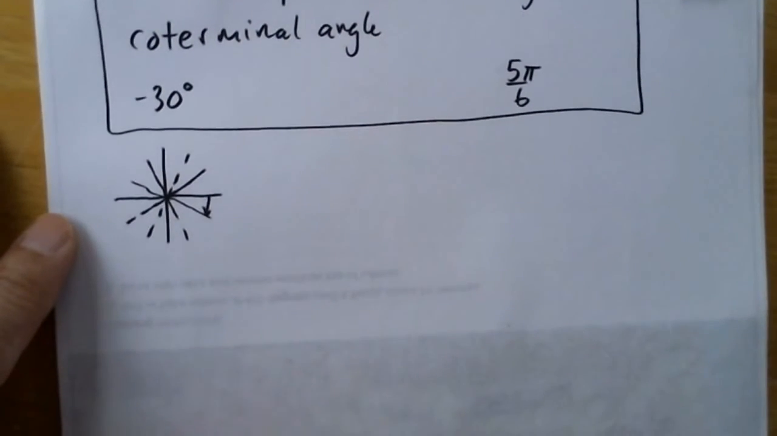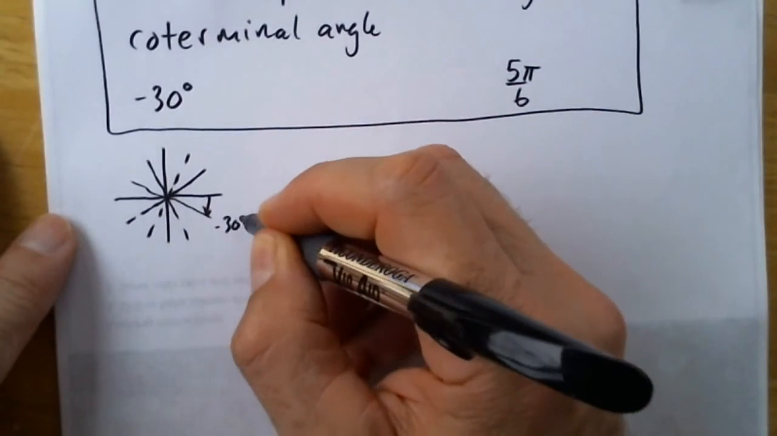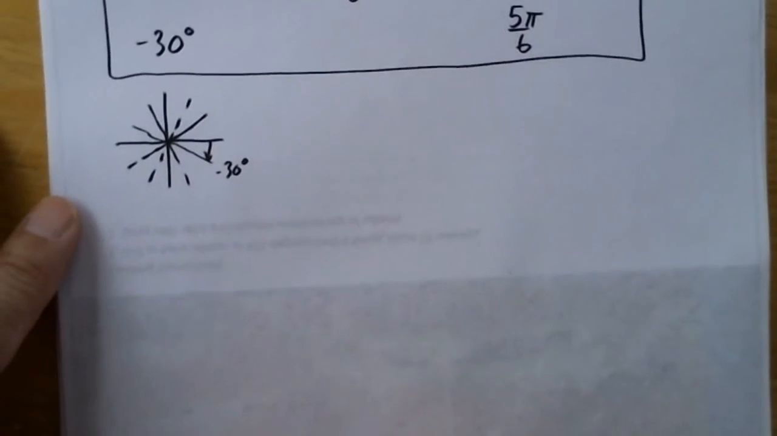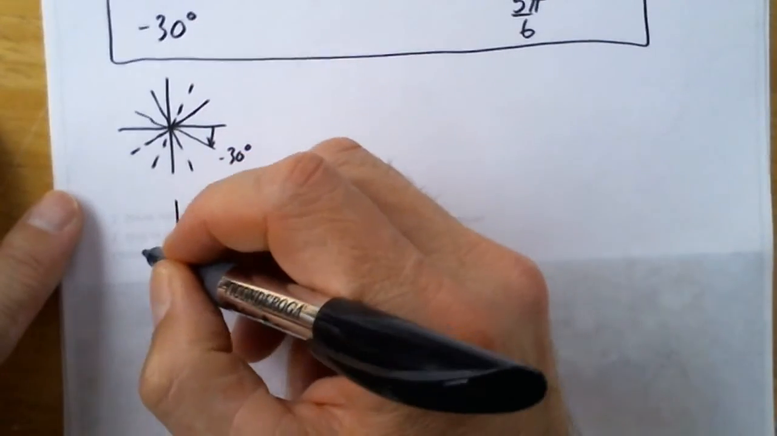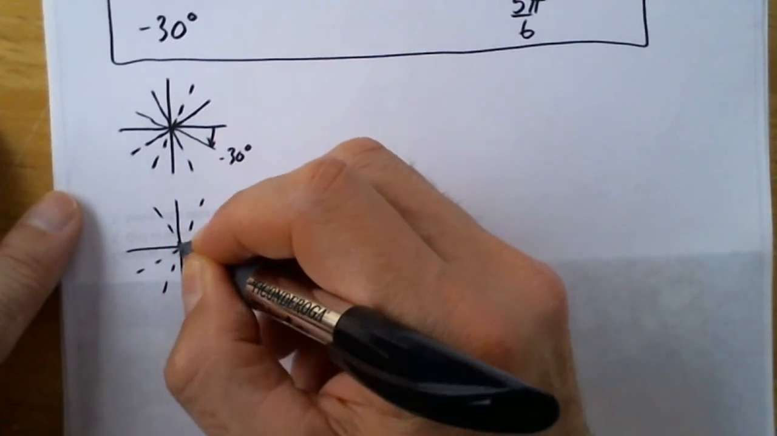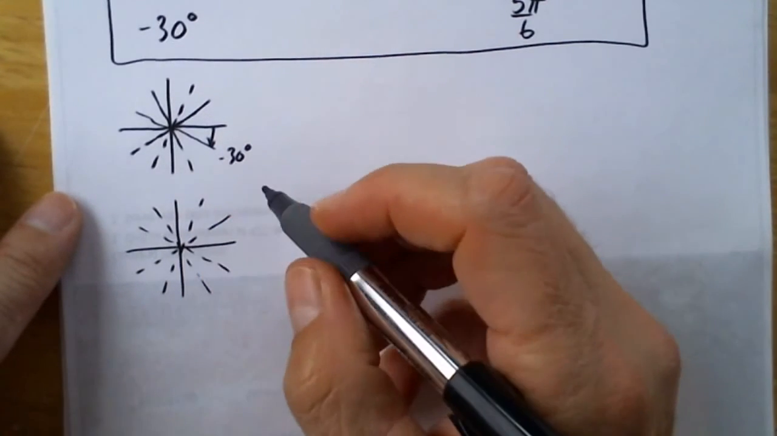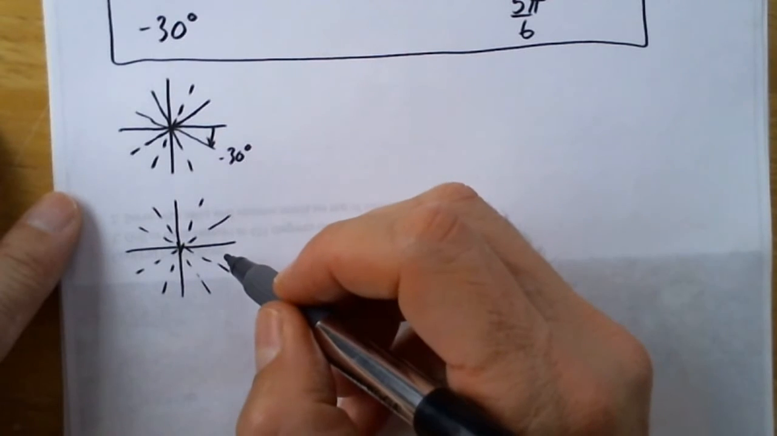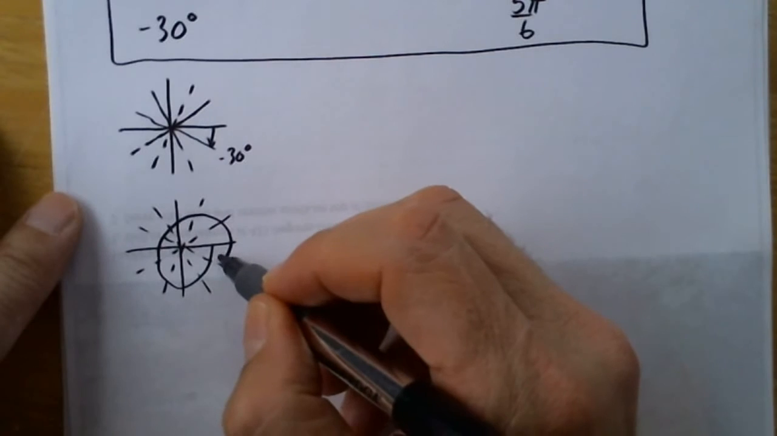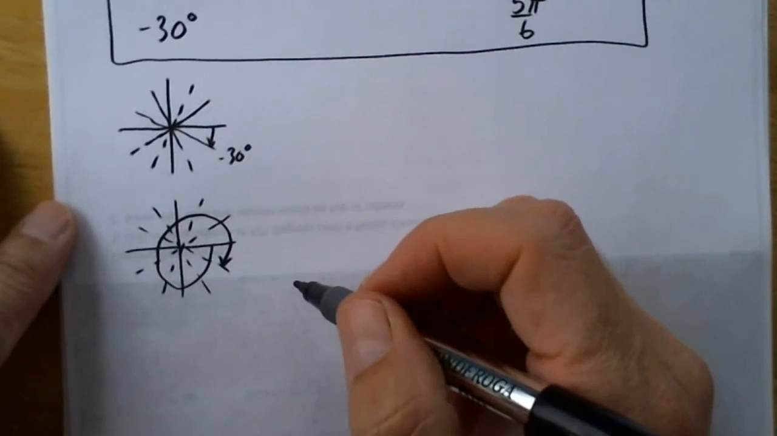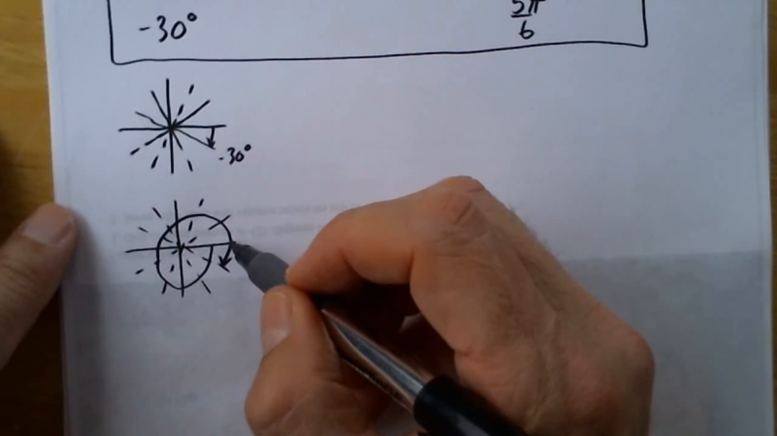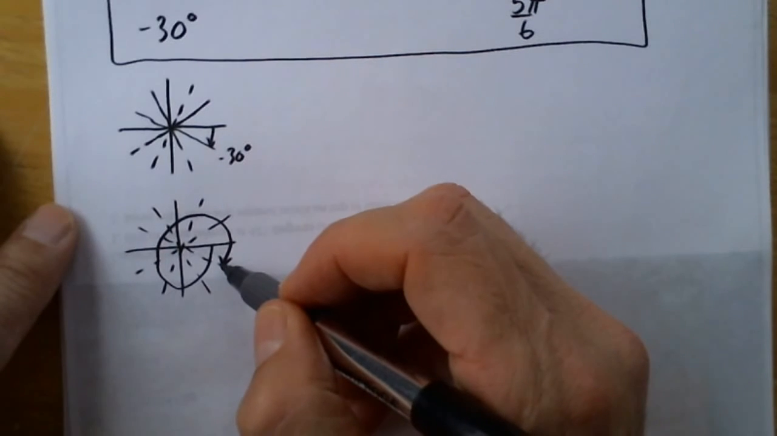And then we want a positive and a negative coterminal angle. We need another angle that ends right there. So we could do a negative rotation like that, and we would go 360, and that'll be a negative 390.